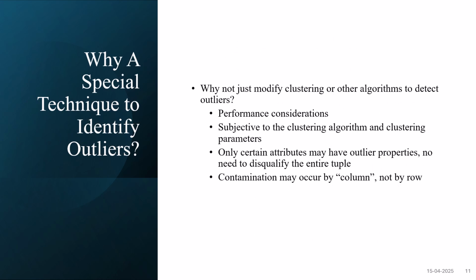We need a special technique to identify outliers, rather than just modifying clustering or other algorithms to detect outliers. First, performance is subject to the clustering algorithm and clustering parameters. Second, only certain attributes may have outlier properties, so it is wrong to disqualify the entire tuple. Contamination may occur by column, not by row.